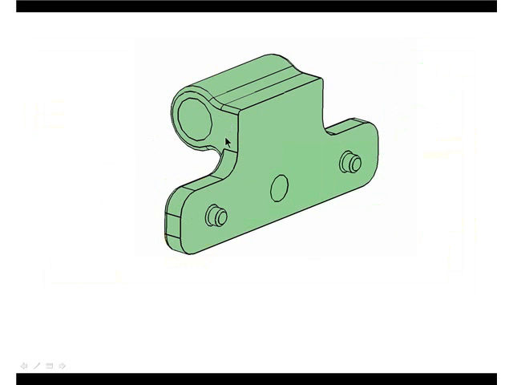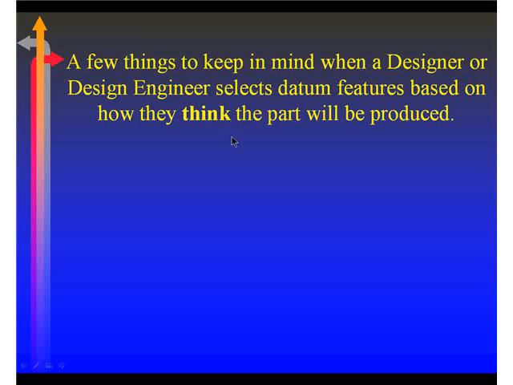Some people might think that this surface or the one on the other side should be selected as the primary datum feature for the position of this hole, because they may think that that's how this is going to be supported when the hole is put in the part. But that would be silly. That's not how this part works.